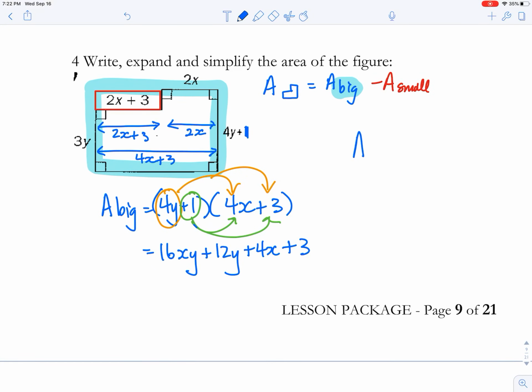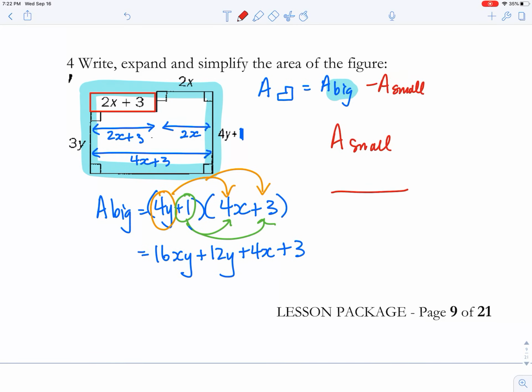Area of the small. Let's use red because that other was in red. So the area of the small, we know that it has a base of 2x plus 3. We know that this whole big height is 4y plus 1. And we've already used up 3y. So that means this height here, I've got 1y left. And then I'm going to have to add plus 1.